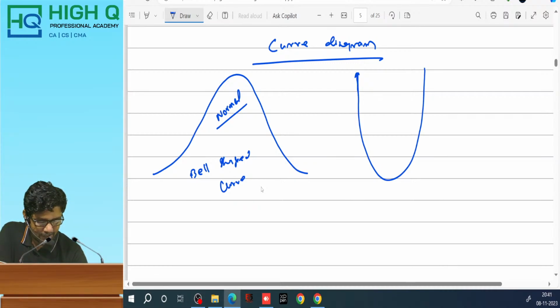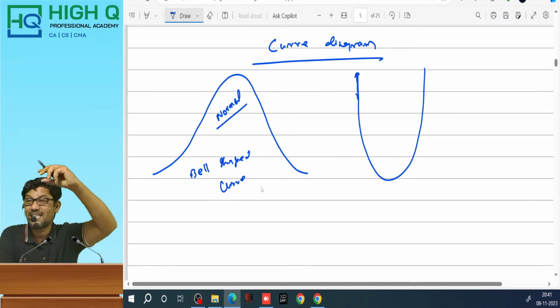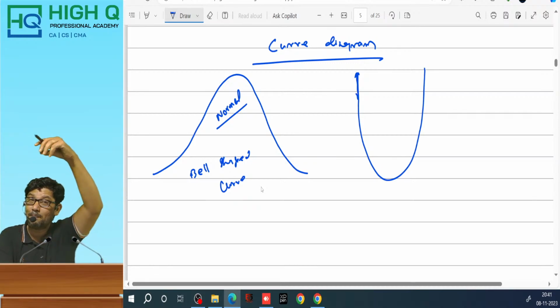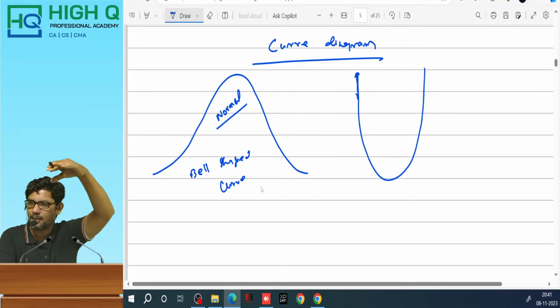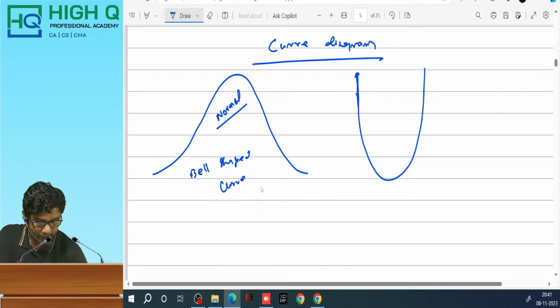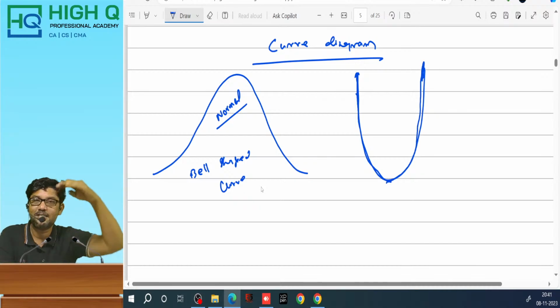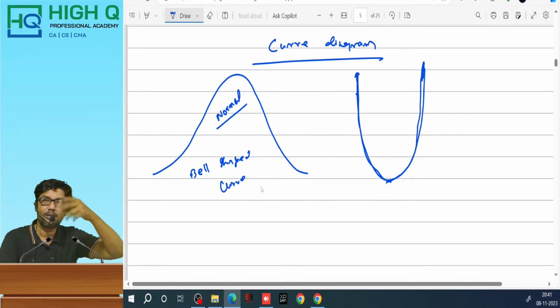So what happens, my dear? During peak hour, that is what we call peak. Peak means maximum. During peak hour, maximum traffic will be there, and slowly it reduces. In the afternoon, very less traffic, unlike morning. And again it will start to increase. In the evening, 7 o'clock, 8 o'clock, again it's a peak hour. So in this way, how to represent it, my dear? A U-shaped curve.